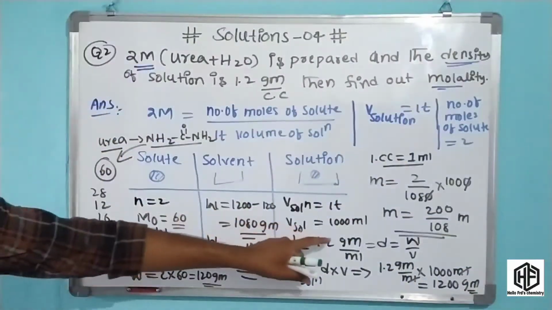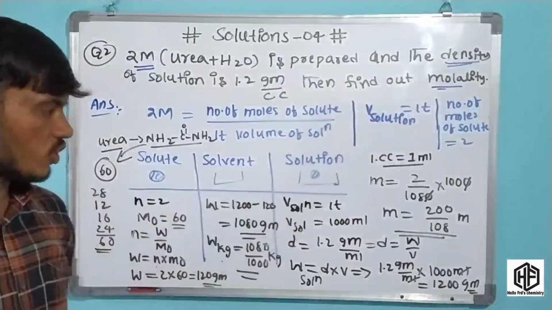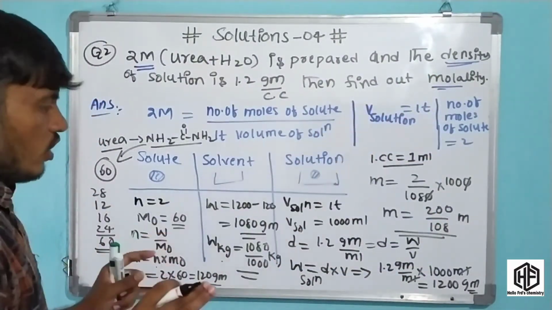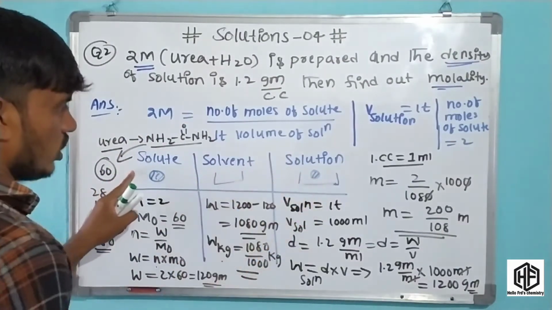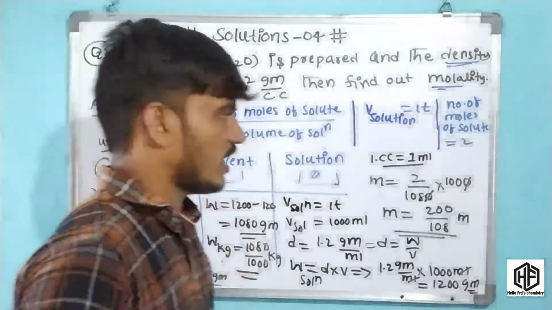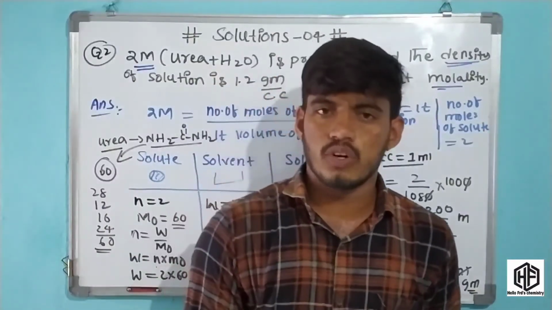Okay friends, this type of question is asked in competitive exams. Now we have to draw this data: solute, solvent, and solution. Okay friends, this is clear. This is erased. Now next, one more important question. Now finally, one more important question.